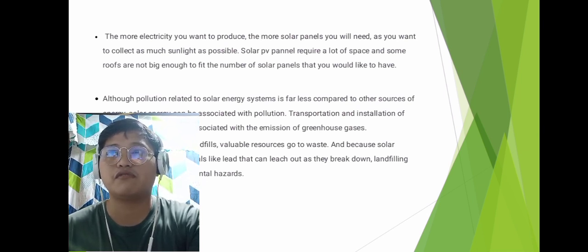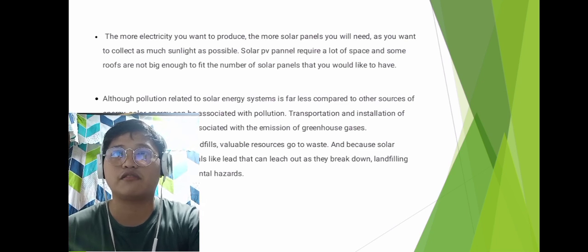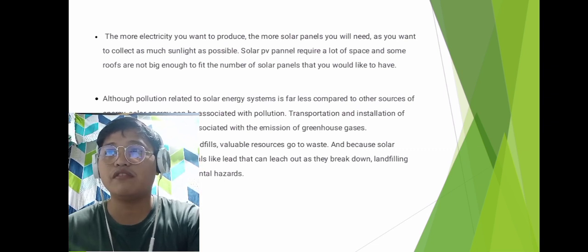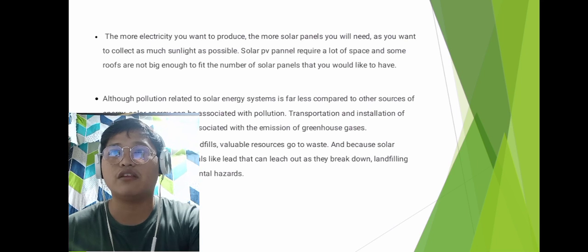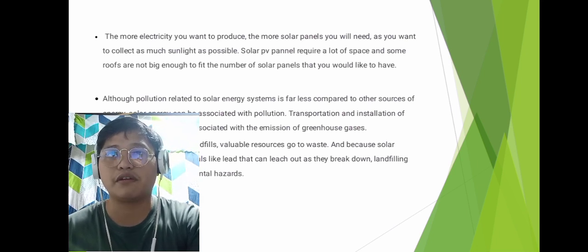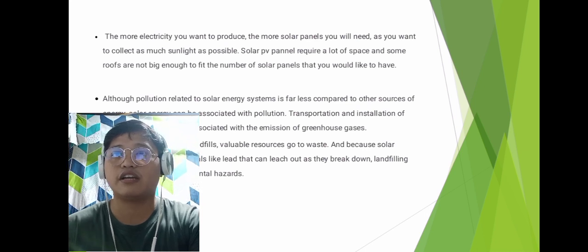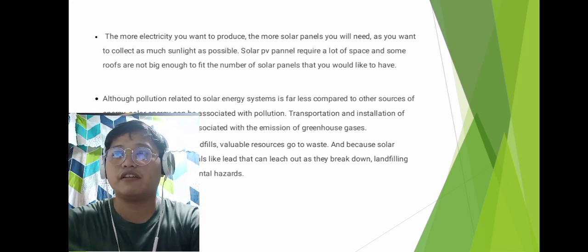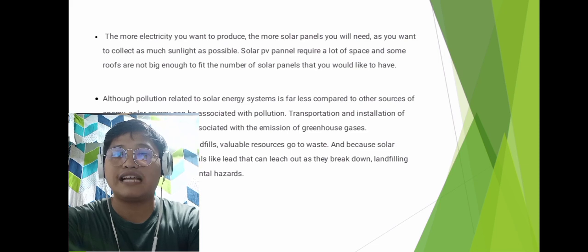Although pollution related to solar energy systems is far less compared to other sources of energy, solar energy can be associated with pollution. Transportation and installation of solar systems have been associated with the emission of greenhouse gases. And when these panels enter landfills, valuable resources go to waste. And because solar panels contain toxic materials like lead that can leach out as they break down, landfilling also creates new environmental hazards.